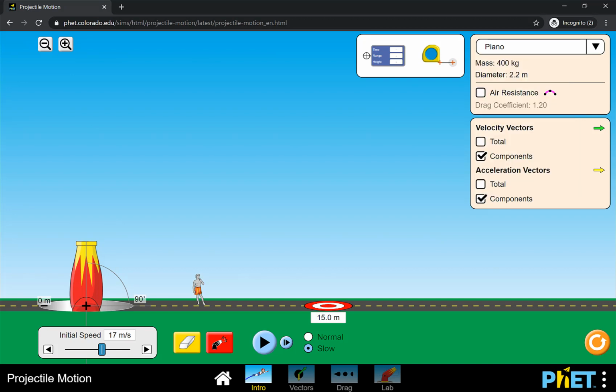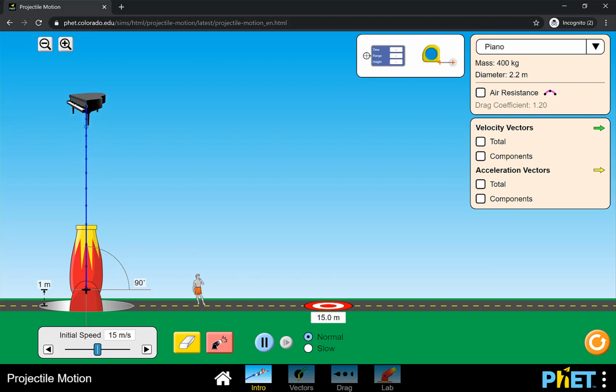The other thing I've turned off is air resistance. So imagine all of this is happening in a vacuum, not something that is realistic, but it's good for us to visualize what's happening. I'm going to turn off these components for our first shot. Putting this on normal, and I just want you to see what happens for the first shot. There's your piano, going up and coming back down.